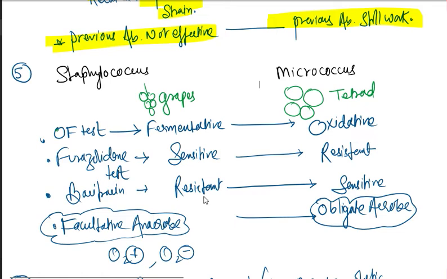Next one is Staphylococcus and Micrococcus. The differentiating factors: Micrococcus, it doesn't mean that it is smaller than Staphylococcus. No, it is bigger. It is in a tetrad. Staphylococcus is in grape-shaped clusters.